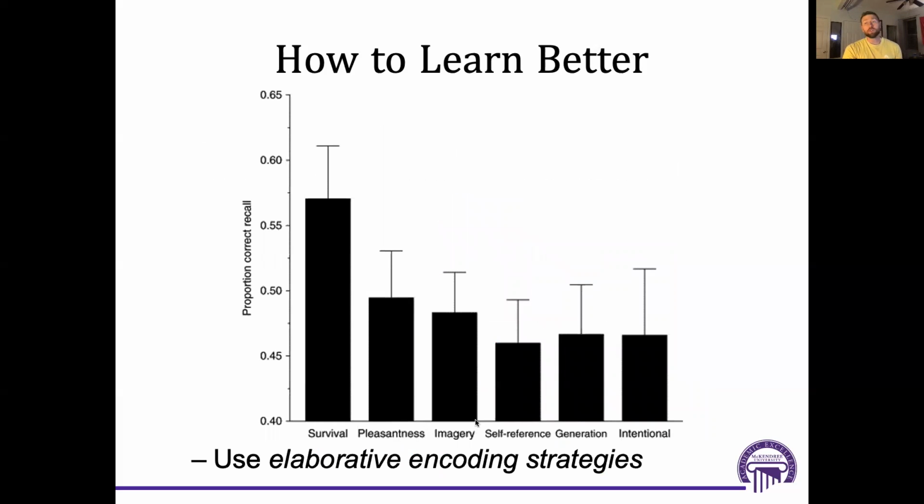Okay. You can use something known as elaborative encoding strategies. You can also use mnemonic devices, which we'll talk about next chapter. So for instance, in this particular study, participants were studying word pairs, and in this particular condition, they were to put it in the context of survival. So how helpful would that particular item be to help them survive? They also rated things in terms of pleasantness, imagery, so they imagined the words that they saw, and self-reference, so is that personally relevant to the person?